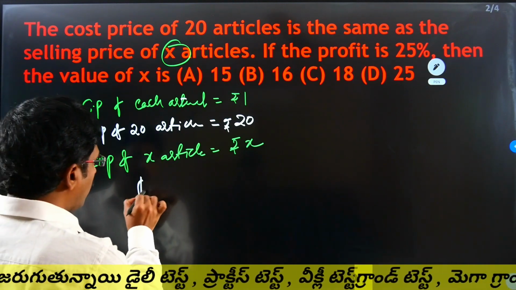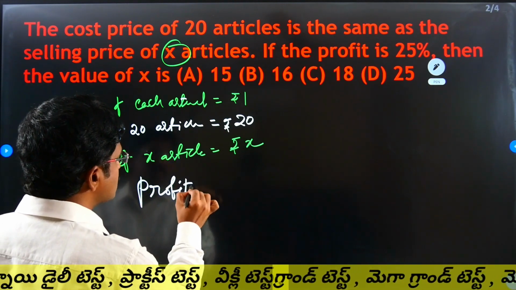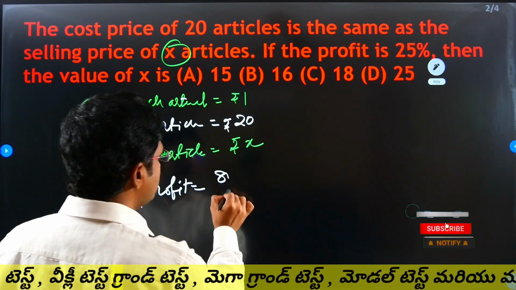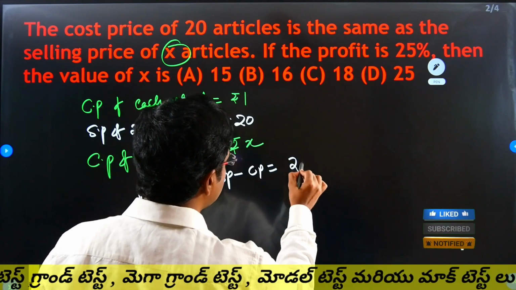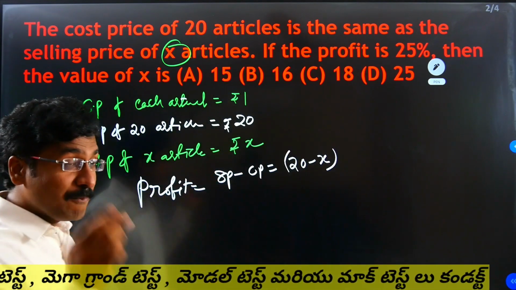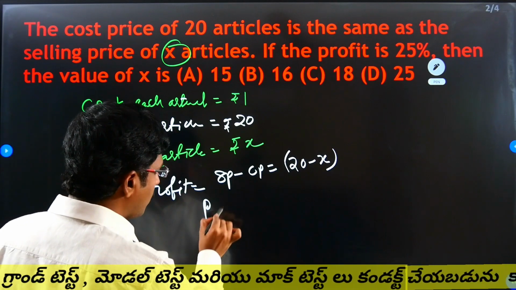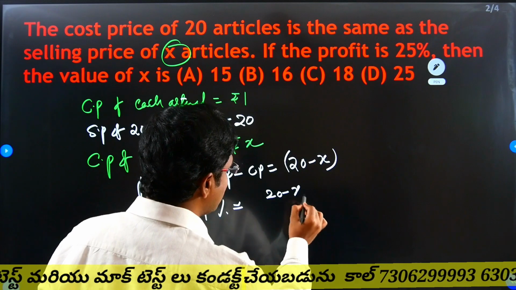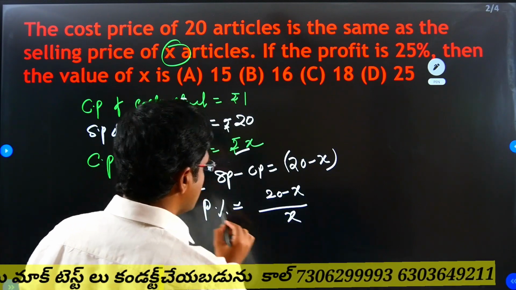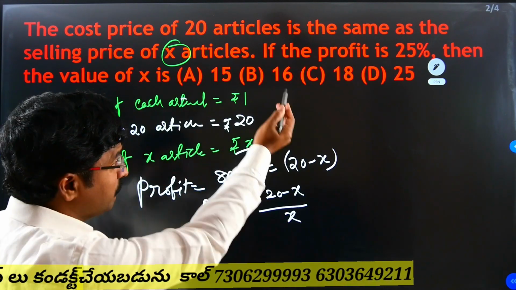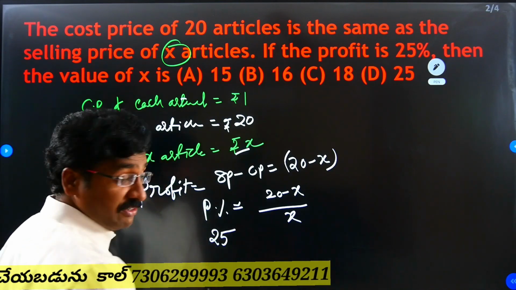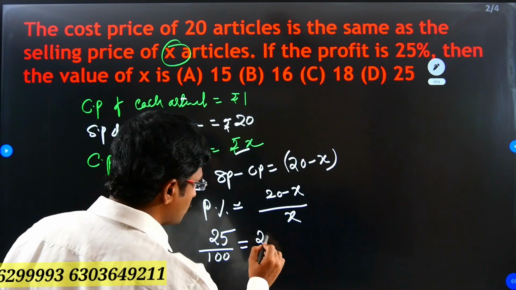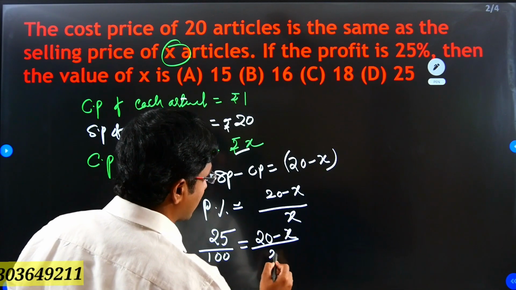Now, profit is equal to SP minus CP, that is 20 minus X. But here they gave the profit percent. Profit percent is equal to profit by CP. Profit is 20 minus X, CP means X, right? Profit percent means 25%. 25% means 25 by 100. We can write it like this: 25 by 100 is equal to (20 minus X) by X, right?